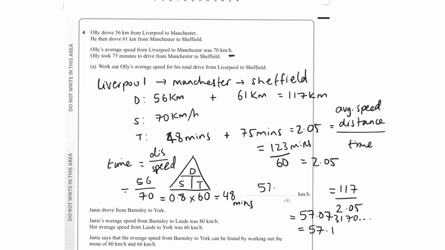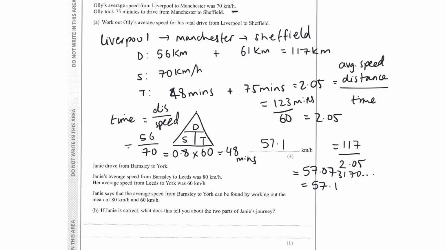Okay. And then if we have a look at part B, it says that Janie drove from Barnsley to York. So the average speed from Barnsley to Leeds was 80 kilometers per hour, but from Leeds to York it's 60 kilometers per hour. So Janie is saying that to work out the average speed from Barnsley to York, you can just work out the mean of both of those speeds.